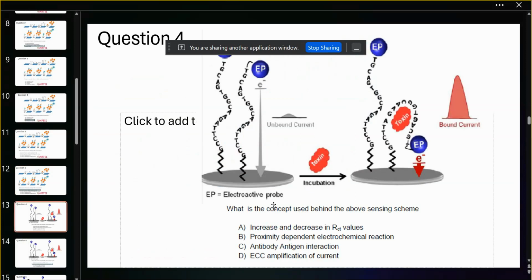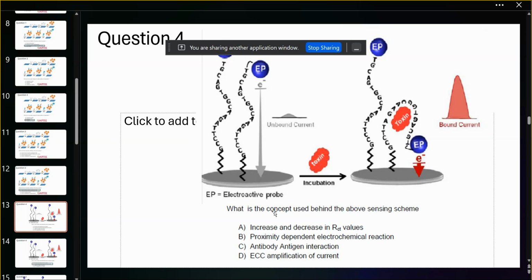So in this, basically what they are doing is, we have a surface. It has an electroactive probe that is attached to the surface. So basically they have some organic compound above which there is some electroactive probe. An electroactive probe is something that, when it comes near the surface, the charge transfer increases. The charge transfer actually happens.